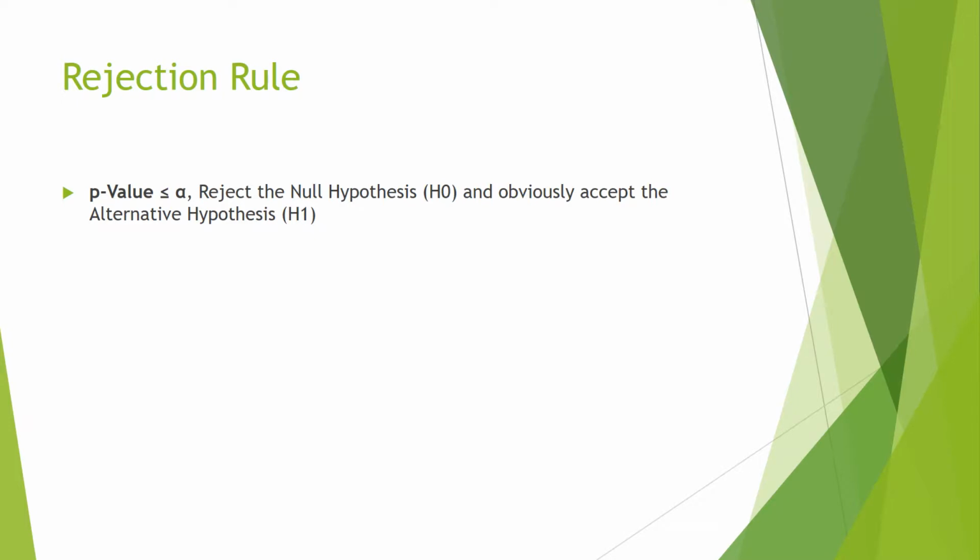Now let's talk about the rejection rule. Like in all kinds of hypothesis testing, even in the correlation-based hypothesis testing also, we need to define the rejection rule. Here we'll calculate the p-value like in other tests as well. If p-value is less than or equal to the level of significance, that is alpha, which as a standard is considered as 0.05, then reject the null hypothesis, and obviously we'll be accepting the alternative hypothesis.